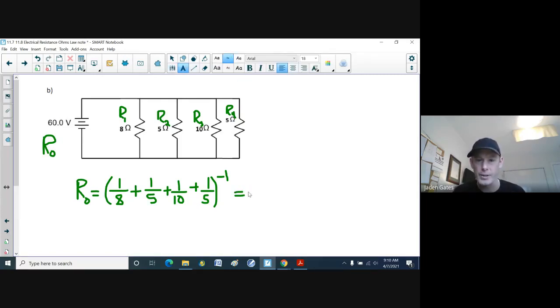So, equals. Well, again, just get my calculator out here. And so I have, let me see here, 1 divided by 8, and going to 2 decimal places, I got 0.13. Plus 1 divided by 5 is 0.2.